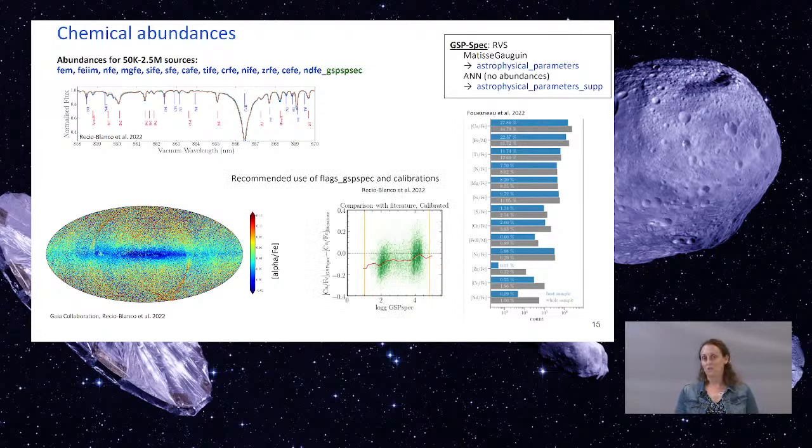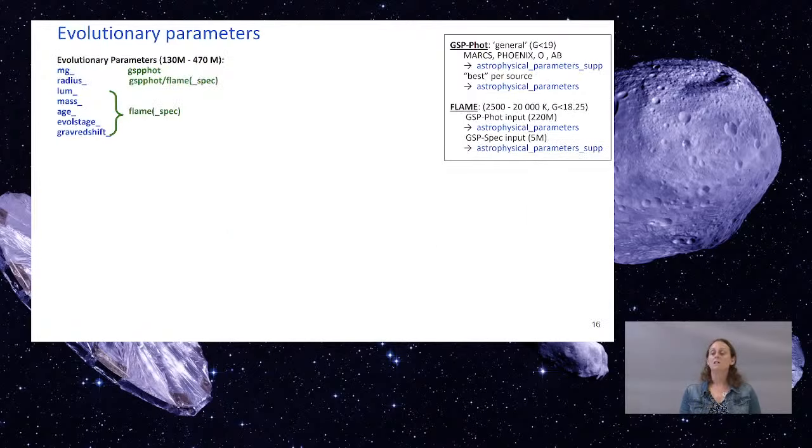So the GSP-Spec team, of course, also recommends using the flags for these abundances, and they also provide some calibration. In this figure, I'm showing a comparison of one of the chemical abundances that is calibrated compared to the literature, where we see quite a good agreement to within 0.1 dex. So let's now look at the evolutionary parameters.